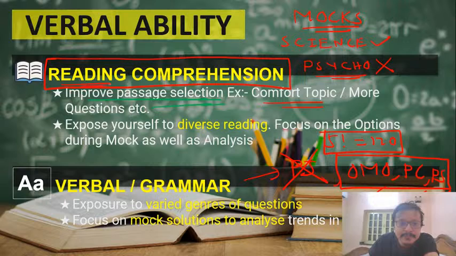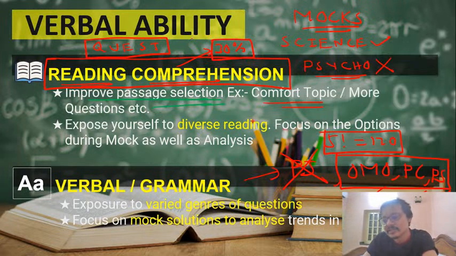Now, how do you attempt RC passages? Again, focus on the questions. Why? So that you do not end up wasting too much time reading. Because the biggest thing about RC passages is that only 30% of any RC passage is relevant as far as answering questions is concerned. So focus on that.